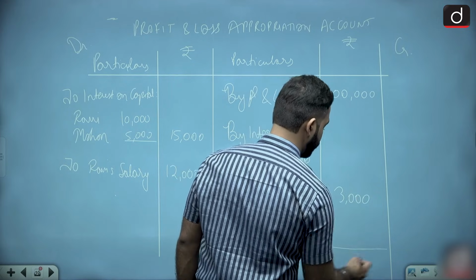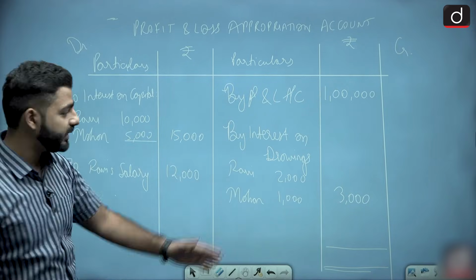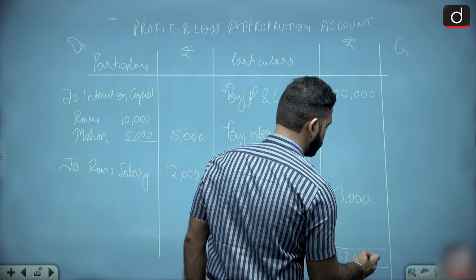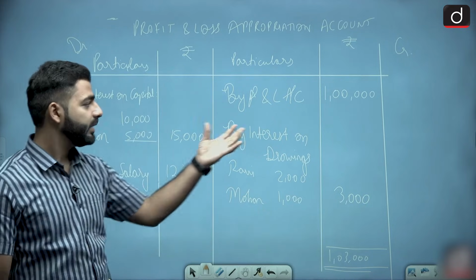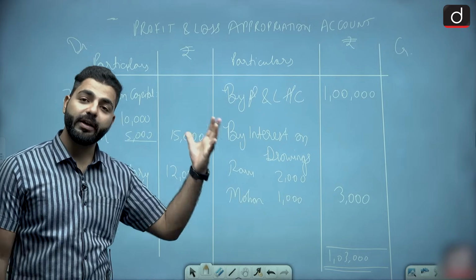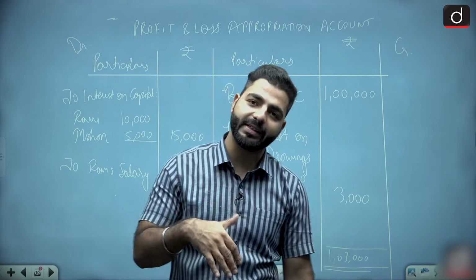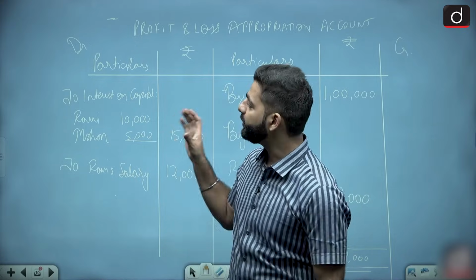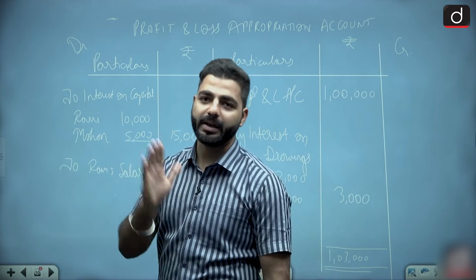So now try to total it. Which side is heavier according to you? Obviously that side. So that is 1,03,000. Right? So then what we have to do now, I told you, balance this out, and the balancing figure will be transferred to the capital account of the partners. And I know you may think, sir, what is this capital account? We will discuss that later on after this topic is completed. But right now we have to remember that whatever is left, we have to transfer it in the profit sharing ratio, which is mentioned in the partnership deed.